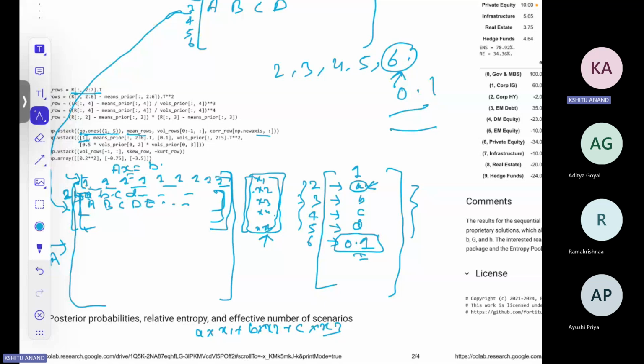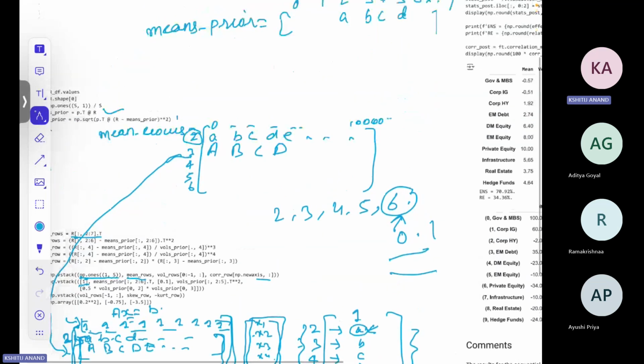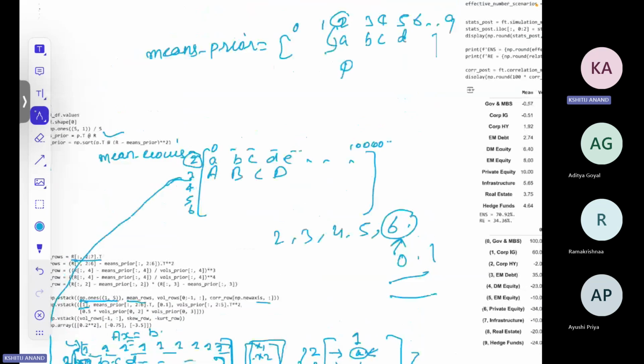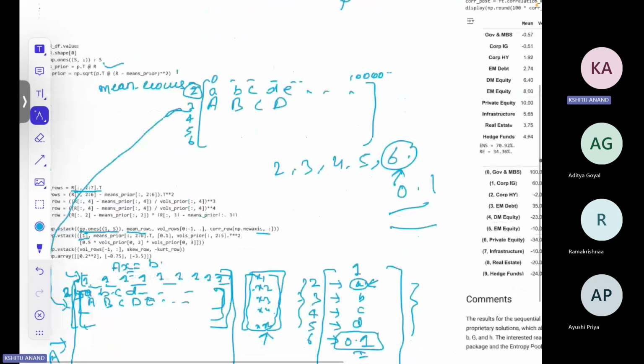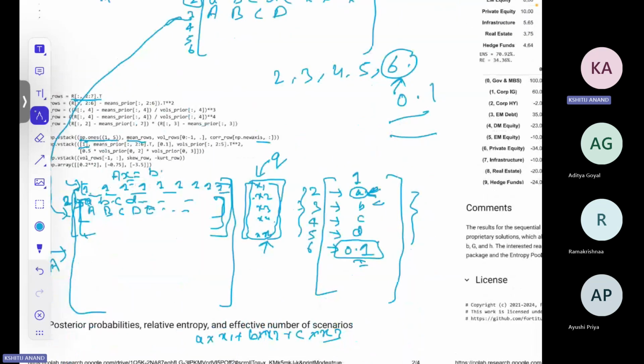So the mean return of asset 2 was A in the earlier probability distribution P. In the final probability distribution Q, its mean return will remain A only. For asset 3 also, its mean return will remain B only. For asset 4 also, its mean return will remain C only. But for asset 6, its mean return will change to 0.1 because you have expressed a view, and that is what this matrix Q will be satisfying. So this matrix Q is satisfying this view.